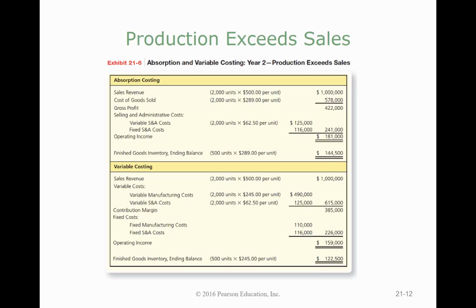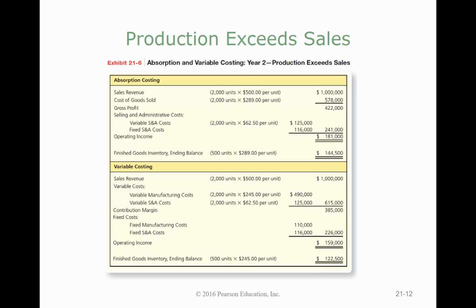Under variable costing, though, now we have the variable costs, which are our variable manufacturing overhead and our variable selling and administrative expenses. Gives us contribution margin. And then we have our fixed costs, giving us an operating income of $159,000. Our finished goods inventory is 500 units times $245 per unit.